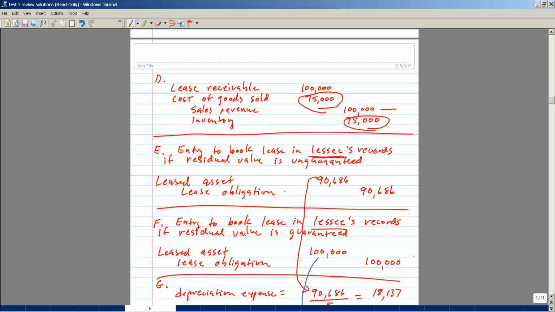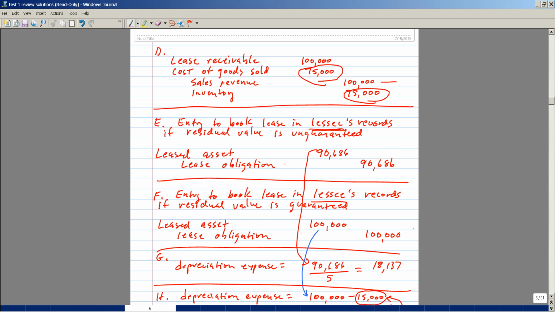So the asset is booked and the lease obligation is booked both at the present value of the minimum lease payments. In part F of the problem, we book the lease in the lessee's records assuming that the lessee has guaranteed the residual value. Structure of the entry is the same as here, but the amounts are different, and the difference in the amounts is attributable to, in part F of the problem, the guaranteed residual value is now considered a component of minimum lease payments, so the present value of the guaranteed residual value is added to the present value of the recurring rental payments, and the sum of those two present values is the $100,000 that we're booking the asset at here. In other words, the entry to E and the entry to F differ by the amount of the residual value, present value of the residual value.